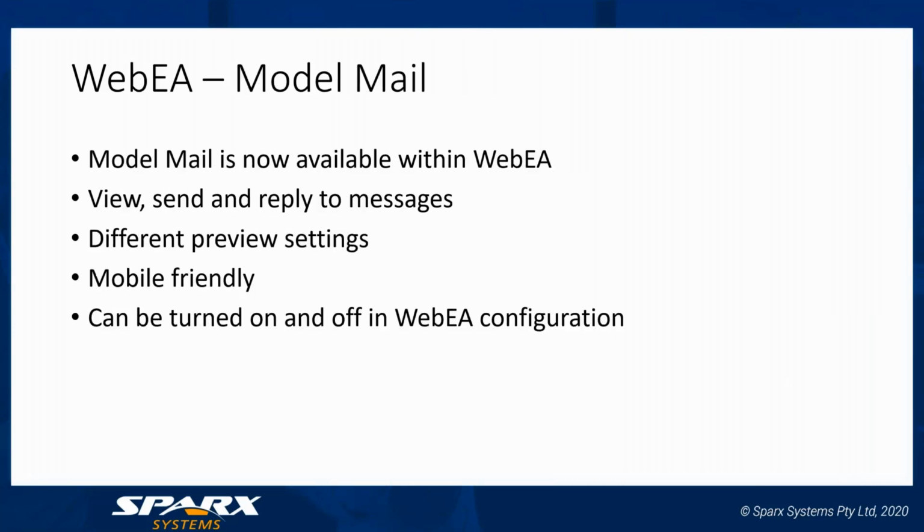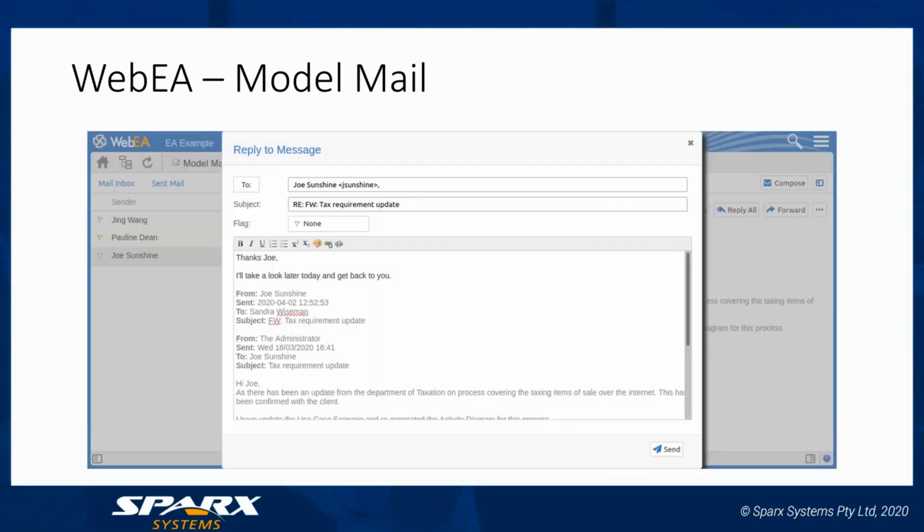From that, Model Mail has now been included within WebEA. So Model Mail is an internal model-based mail system. That's probably where the name came from. That we have inside Enterprise Architect. So I use that on a daily basis to communicate with my team, pass information back and forward, provide links inside the model to different model elements. But now I can see that through a web-based interface. So I can view it on my mobile phone. I can view it when I'm out of the office just to keep tabs on what's happening. And it can be turned on and off depending on what you want to see there. So Model Mail is available in WebEA. It's just an example. Pretty cool.